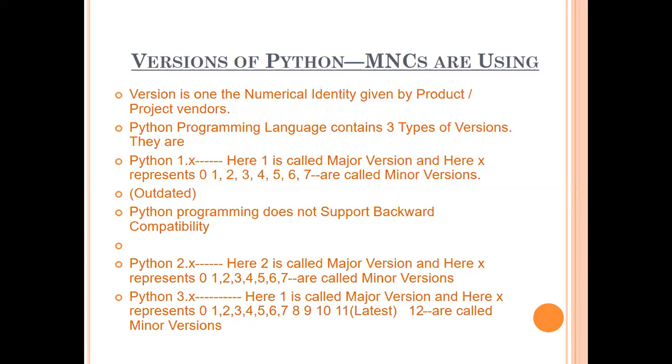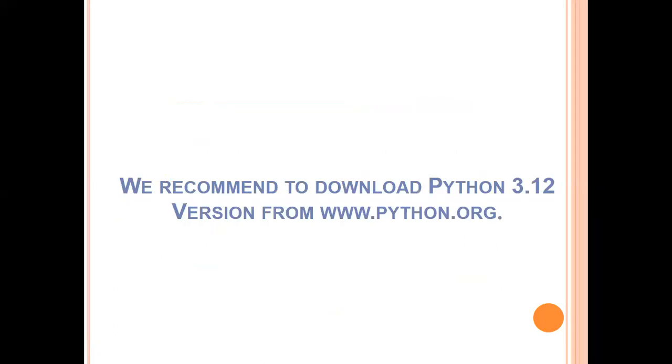Although 2.x is also not the latest version. The latest version is 3.12. But still some MNCs are using the 2.x or 2.7 versions. Nowadays, in 3.x, 3 is the major version. After that, 1, 2, 3 till 12 are the minor versions. So 3.12 is the latest version, which was released nearby in October.